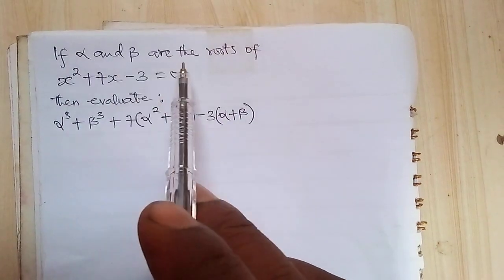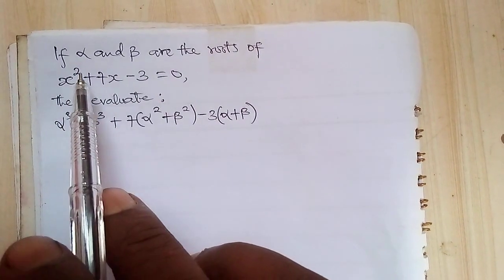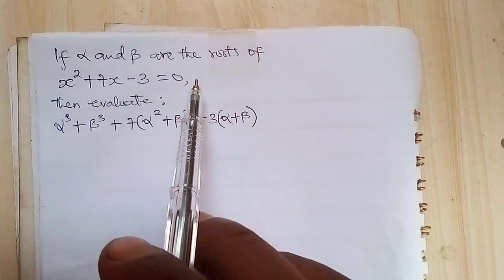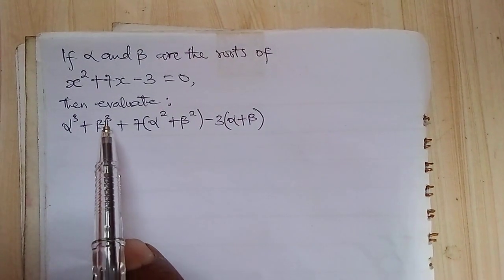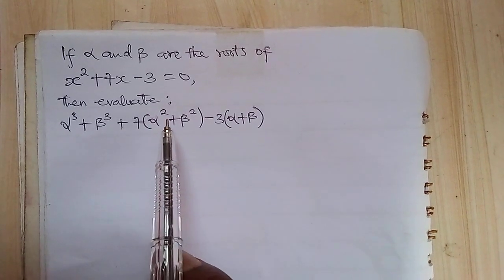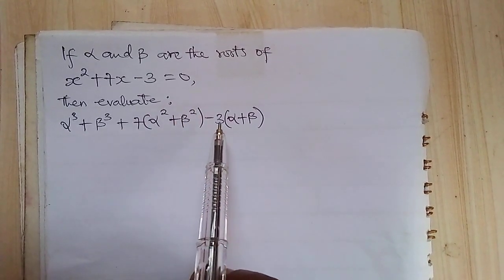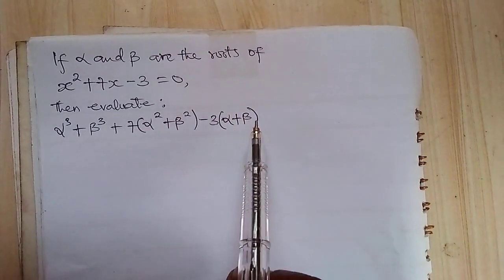If alpha and beta are the roots of this equation, x squared plus 7x minus 3 equals 0, then evaluate alpha cubed plus beta cubed plus 7 bracket alpha squared plus beta squared minus into alpha plus beta.